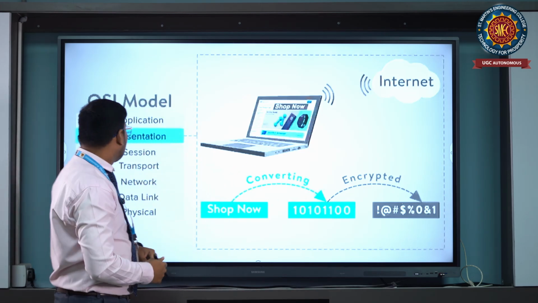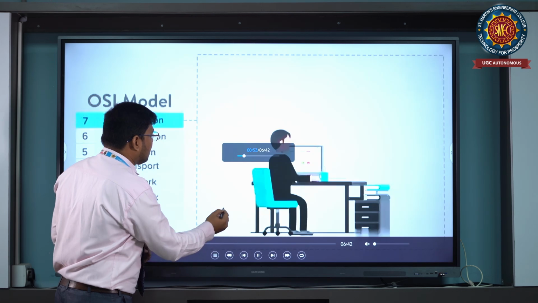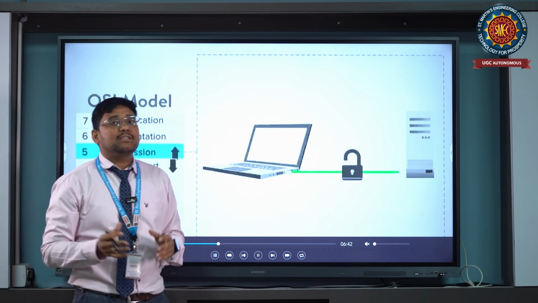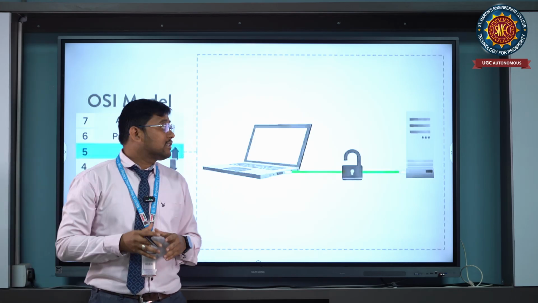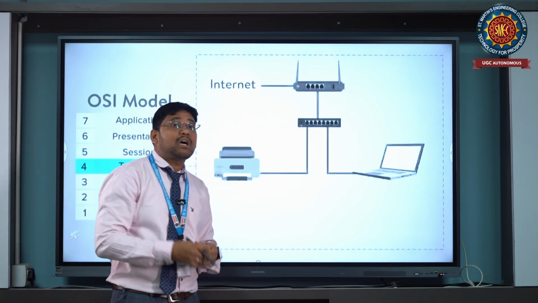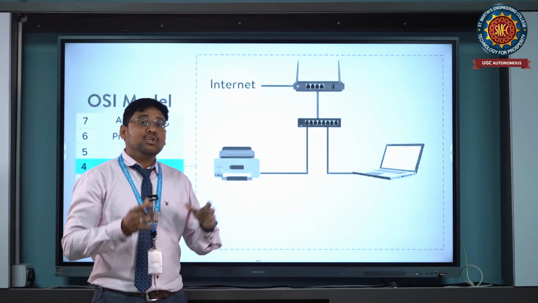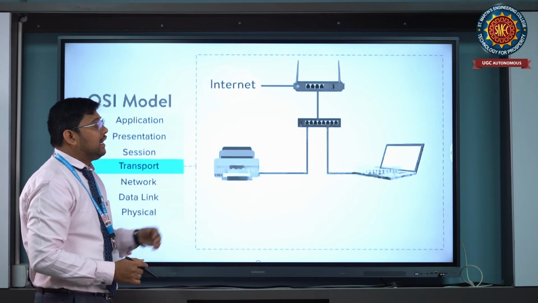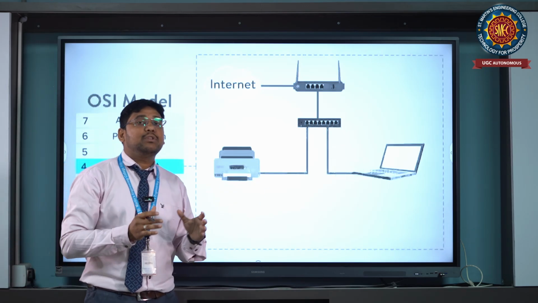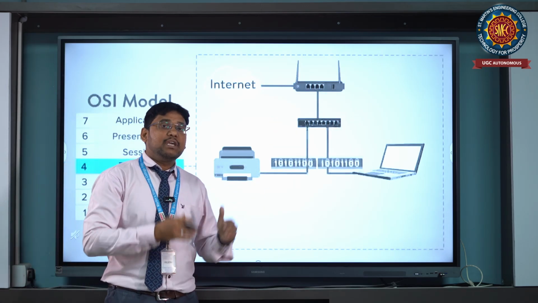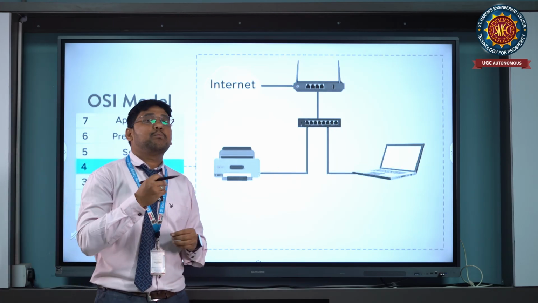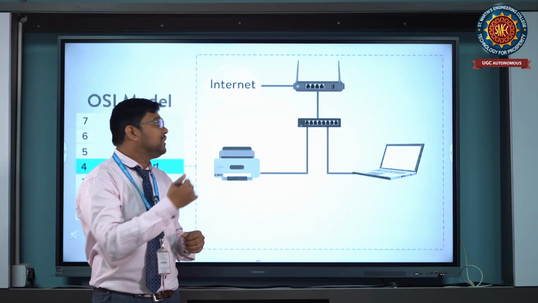Coming to the session layer, it establishes and manages the connection. It provides a session. Authentication and authorization should also be given on the session layer. The next layer is the transport layer. It divides all the data into different segments. Each data unit is given a sequence number. With the sequence number, it provides a port number to transmit the data.